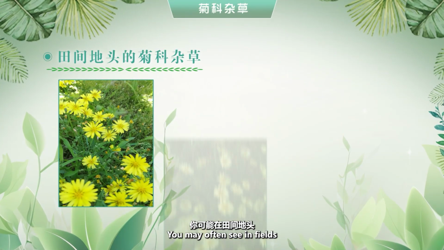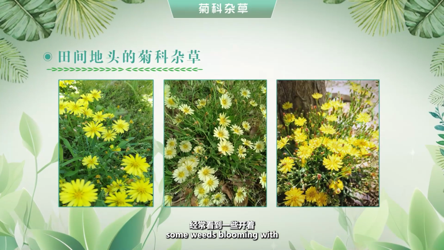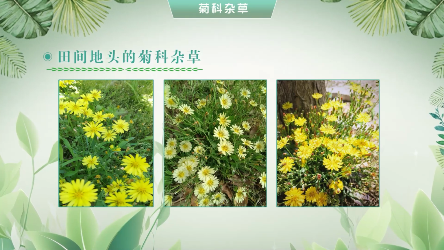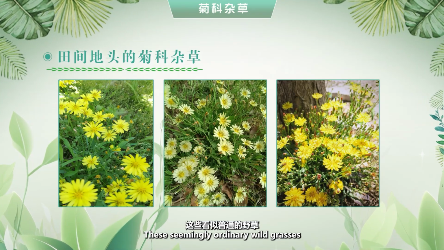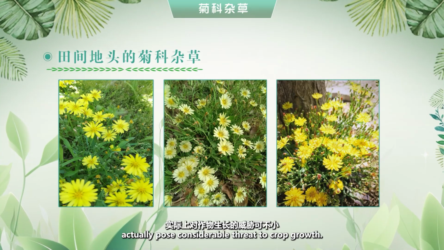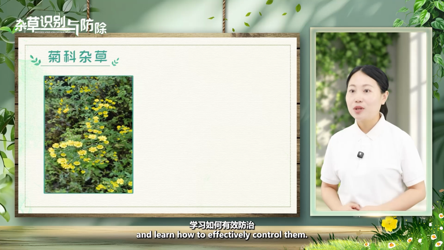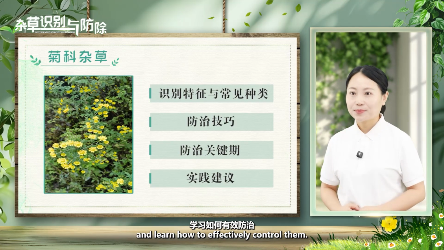You may often see in fields some weeds blooming with small yellow flowers. Many of them belong to Asteraceae. These seemingly ordinary wild grasses actually pose considerable threat to crop growth. Let's get to know them together and learn how to effectively control them.